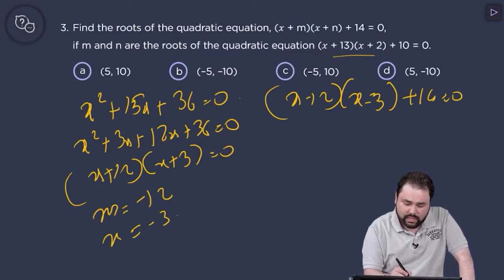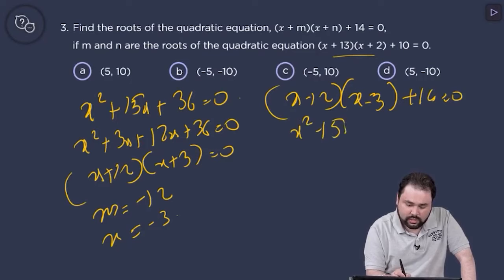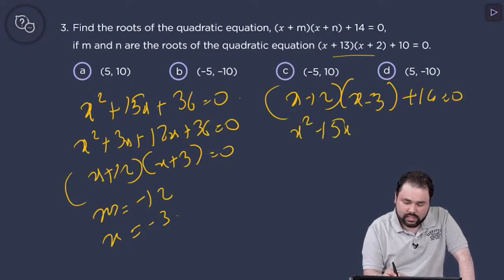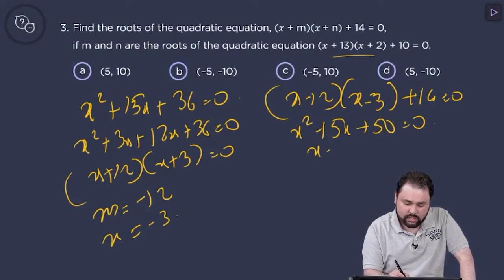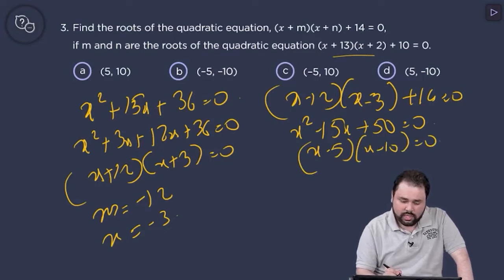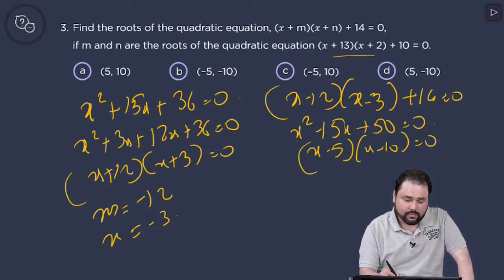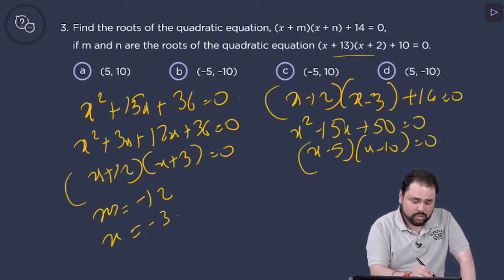So x squared minus 15x plus 36 plus 14, which is 50, is 0. So minus 10 and minus 5. So x squared minus 10x minus 5x plus 50. x into (x - 10) minus 5 into (x - 10), so (x - 5)(x - 10) is 0, which means I'm getting 5 and 10 as the roots.